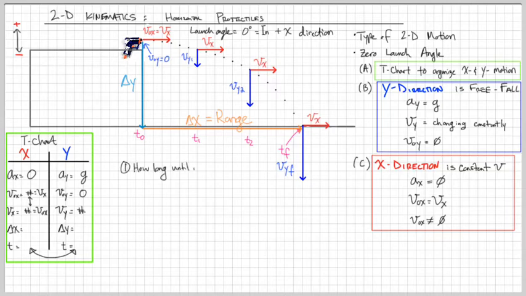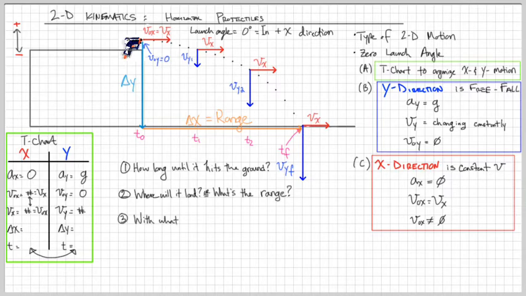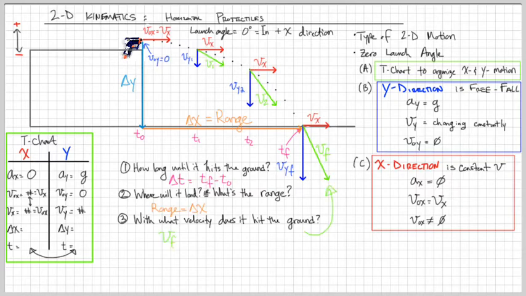There are three things I want to be able to find out. One, how long until it hits the ground? That's the time value I need to know. Two, where will it land, or what's the range? That's an important thing for me to be able to figure out for horizontal projectiles. And three, with what velocity does it hit the ground? And by that I mean the final resultant velocity. That's going to be at some diagonal, some angle, and there it is in green.